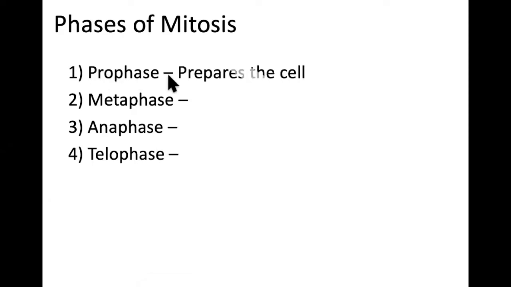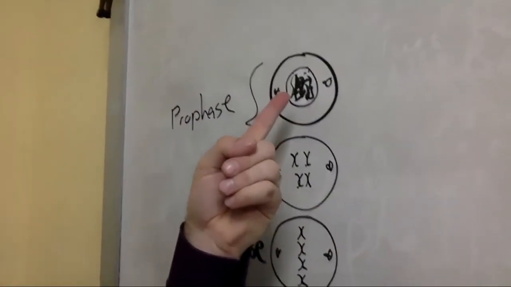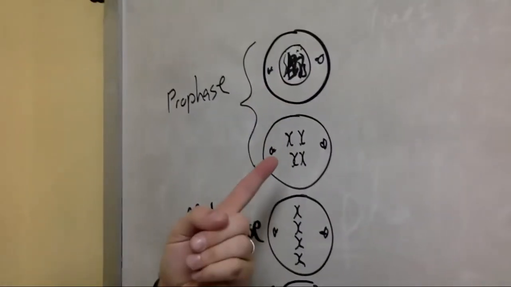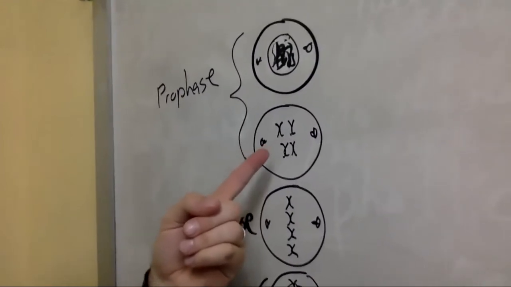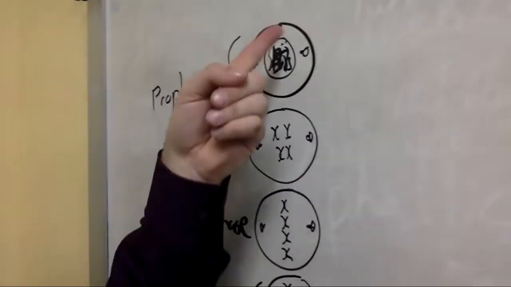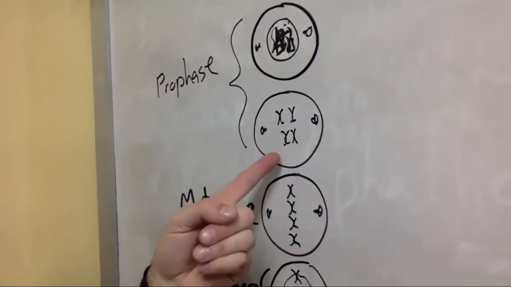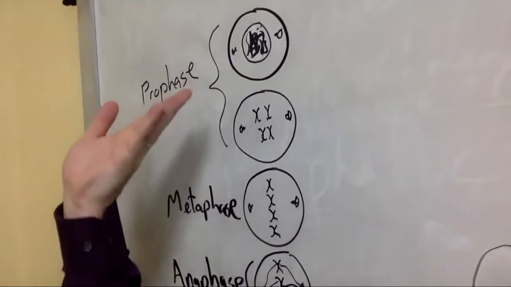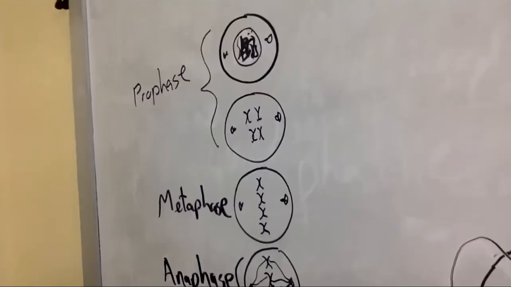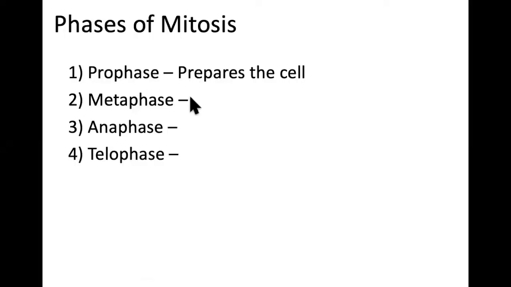Prophase prepares the cell. Notice that that cloud of DNA, the chromatin, gets much more organized into the chromosomes, and the nucleus holding it disappears. We are now prepared. Prophase, prepared. And the next phase is metaphase, or middle. M for middle. The DNA lines up down the middle of the cell.